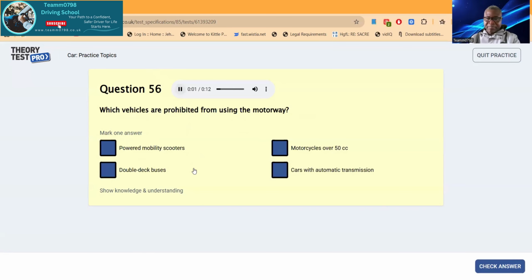Which vehicles are prohibited from using the motorway? Powered mobility scooters, motorcycles over 50cc, double-deck buses, cars with automatic transmission. Powered mobility scooters are not allowed on the motorway. You can understand why.